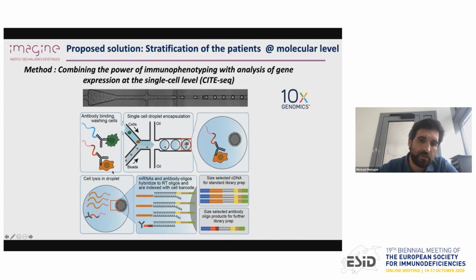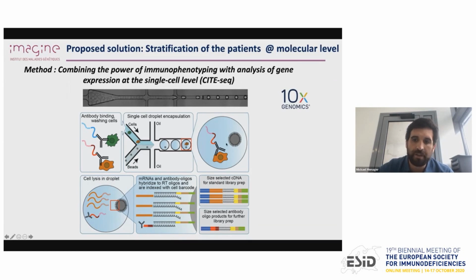And basically, you have an aqueous solution with cells mixed with oil, and that's creating a water droplet. In each droplet, you will get a cell and a magnetic bead with poly-dT tails. After lysis, this bead is going to be able to capture the messenger RNA expressed in the cells.